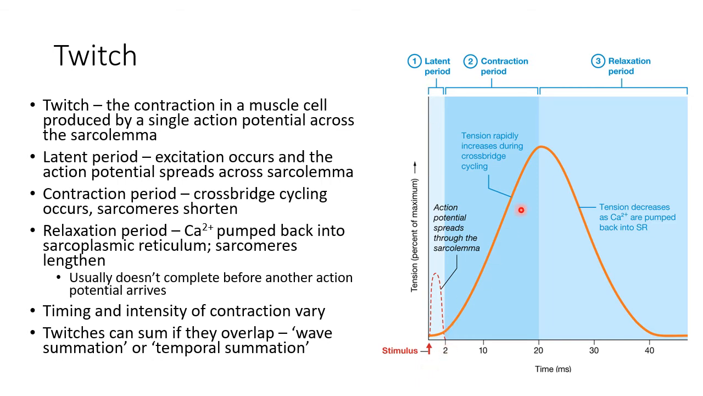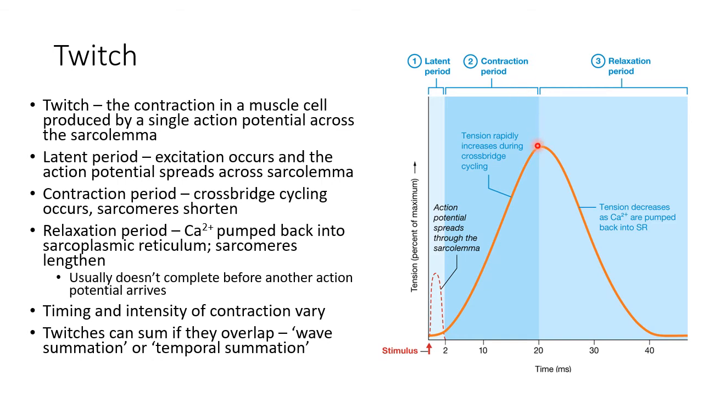Then in the contraction period of your twitch, you have calcium being released from the sarcoplasmic reticulum, and that's causing troponin to move out of the way and tropomyosin to move out of the way so that your actin active sites are revealed. Then you begin crossbridge cycling. As crossbridge cycling continues, the amount of force that you're generating from this muscle cell increases as the myofibrils get shorter and shorter. So this would be corresponding to the contraction phase of muscle contraction.